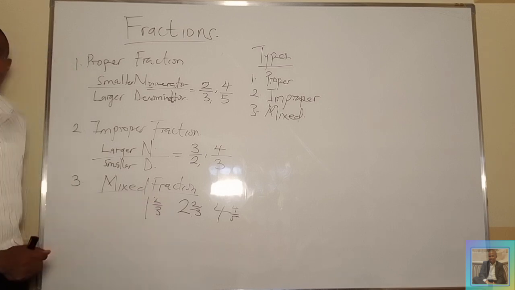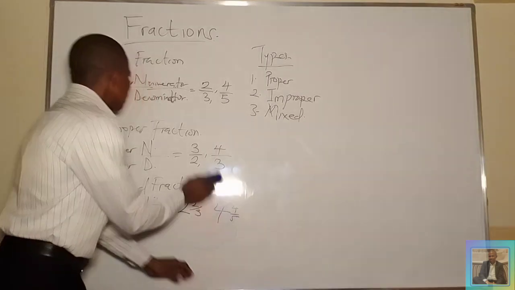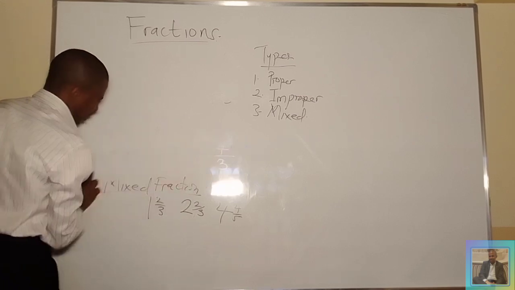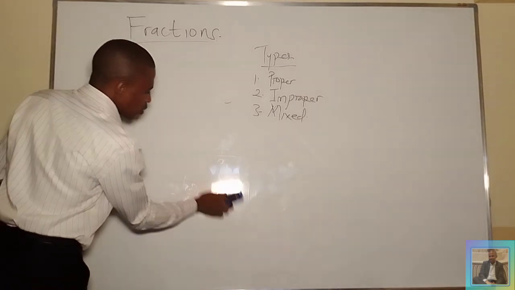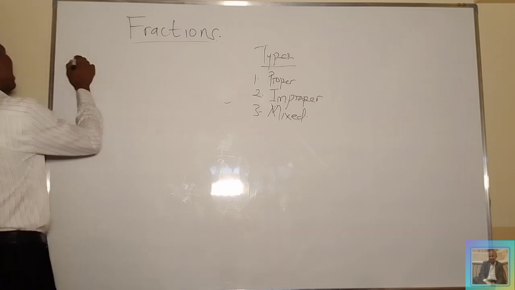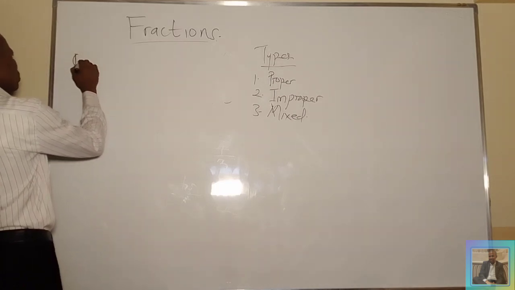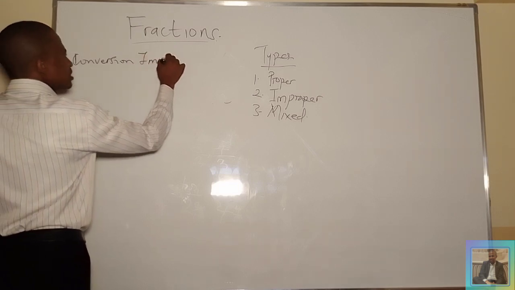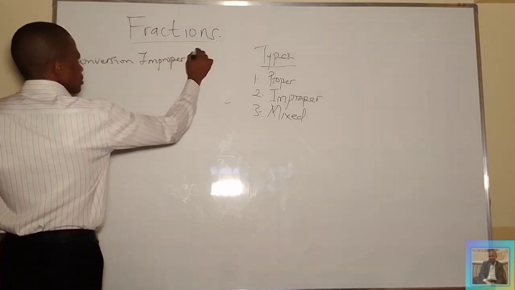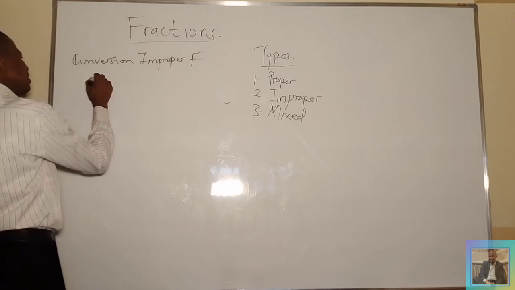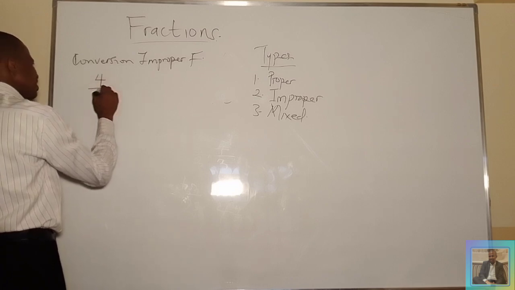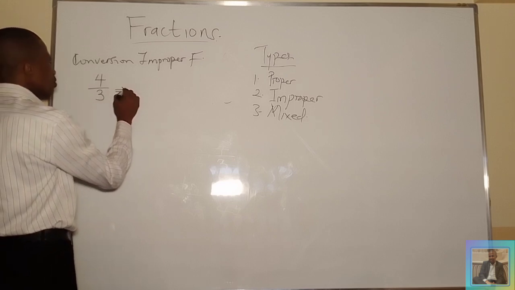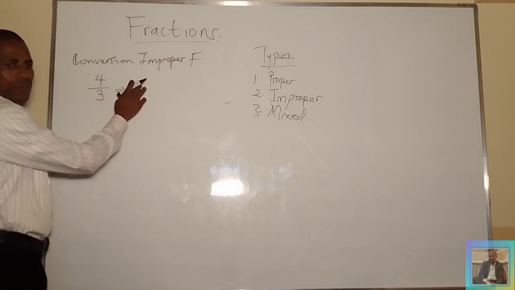Now we want to talk about how we convert fractions. Conversion of improper fraction to mixed fraction. An improper fraction is when the numerator is bigger than the denominator. How do we convert it to a mixed fraction, so that we have a whole number, an integer, and a fraction? This is what we do.